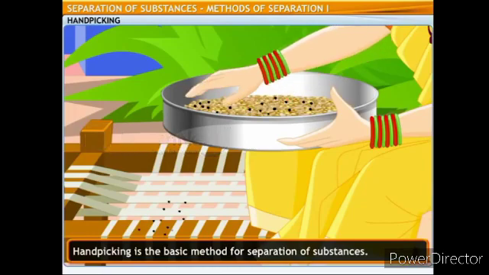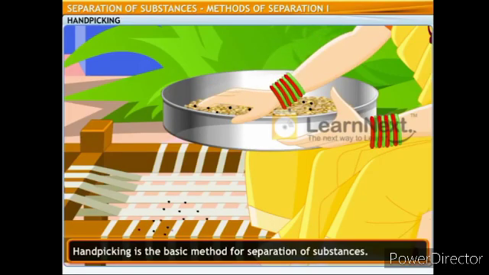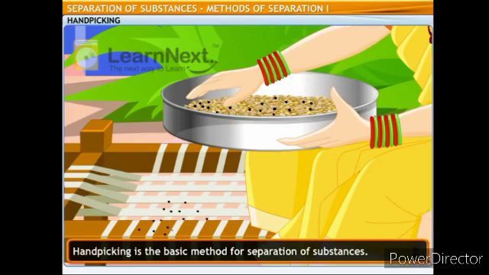Hand picking is the basic method for separation of substances. It involves simply picking out substances by hand and separating them from others. The substances being separated may be impurities that have to be thrown away, like in this case. Or it may be that both the substances being separated are useful, such as if you separate green grapes from black ones from a mixture of the two.